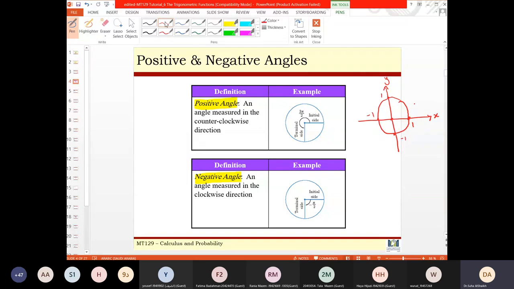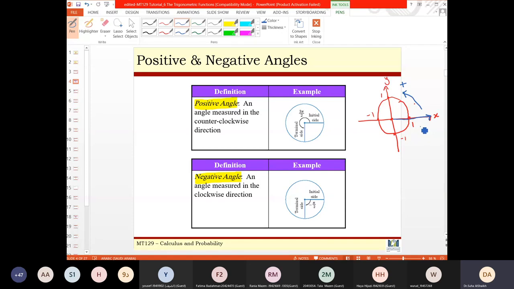So whenever I'm talking about positive movement, this is my first point of movement. If I'm moving counterclockwise, عكس عقارب الساعة, the movement is positive.